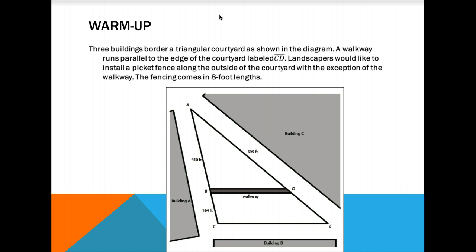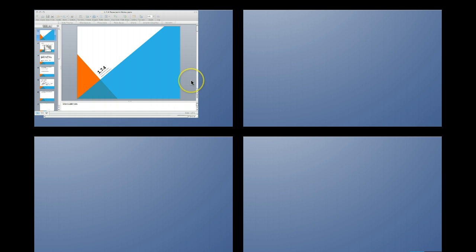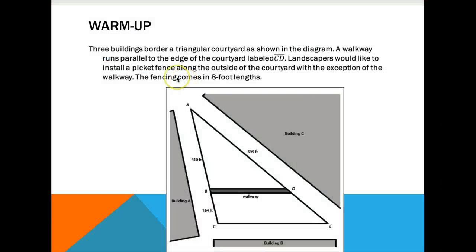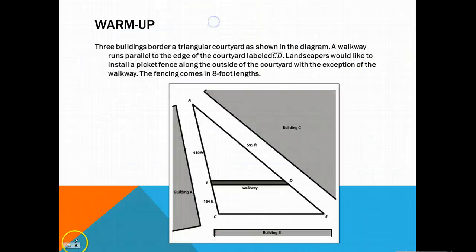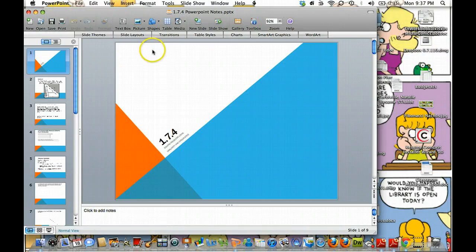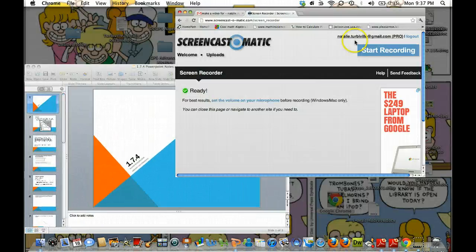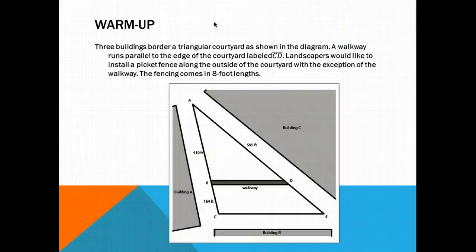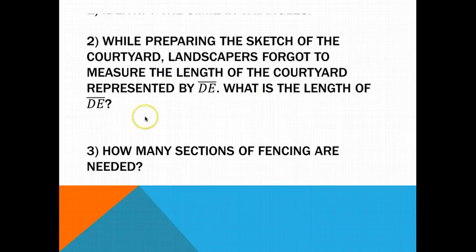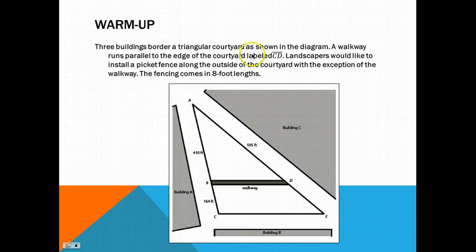So first we're going to go over your warm-up. So you're told 3 buildings border a triangular garden. All right, we are taking a look today at solving problems using similarity and congruence. This will mainly be review, so we'll be reviewing some past concepts. Your warm-up, you're taking a look at 3 buildings border a triangular courtyard as shown in the diagram.